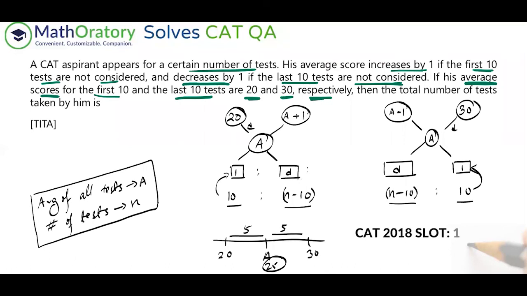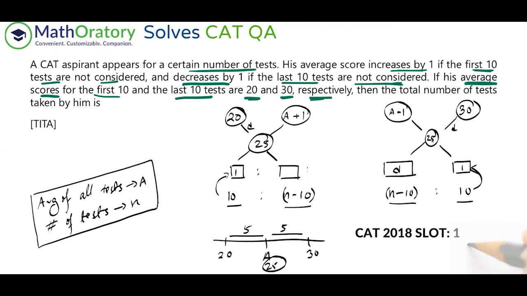So once we know that this a is 25, we can plug in this 25. We can plug in this 25. Either one will be fine. I'm just showing it on both the sides. And this d comes out to be 5 in that case, right?